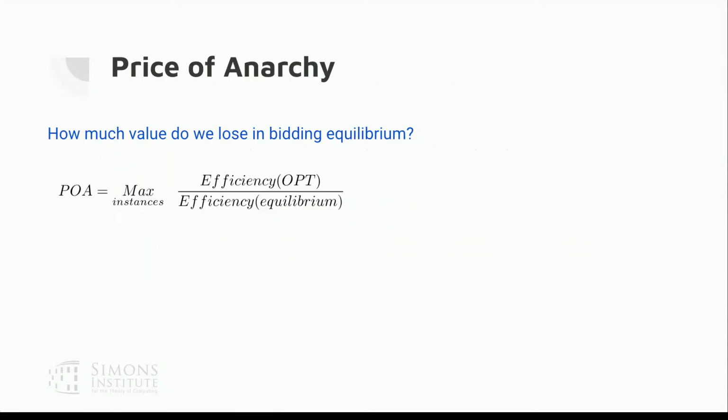This is the way we distinguish across different auctions, which is how much value you lose in the bidding equilibrium. We use a notion called price of anarchy, which is simply the suboptimality in equilibrium versus the optimal. In the worst case, we take the worst case instance and compare the optimal efficiency versus the equilibrium efficiency. This number is greater than or equal to 1. If it's 1, then you got a perfectly optimal solution, and the larger it is, the worse the solution.